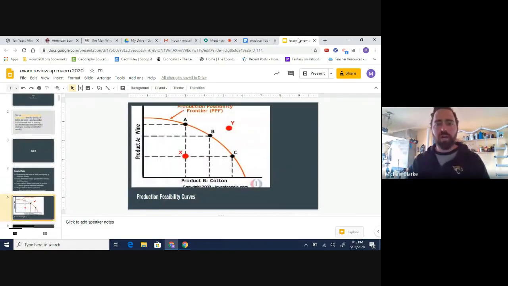Another one is production possibility curves. So I just copied and pasted a PPF or PPC, whatever you want to call it, from the web, and I put it right in here. Remember, PPFs show what an economy is capable of producing, and it's a very simplistic representation because it's only looking at two things. Like the United States is capable of producing far more goods and services, but to keep it simple here, they focus on two things.